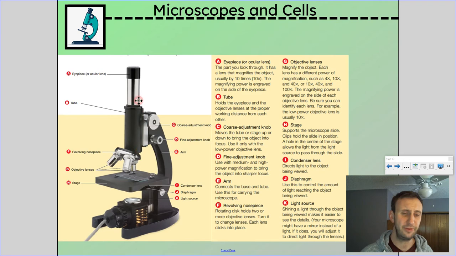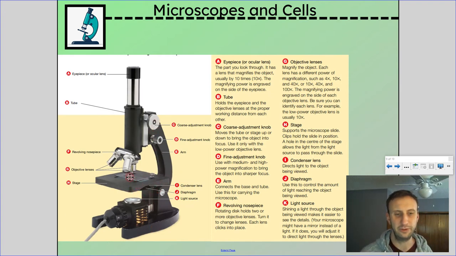Then we have the tube. The tube is perfectly lengthened in order for you to be able to see from this lens to this lens. So it's the perfect length in order to actually allow the light to travel through perfectly and get a good image. So it holds the eyepiece and the objective lenses at the proper working distance from each other. Coarse adjustment knob. Can you see it on here? I feel like it's hiding. Oh, there, it's up here.